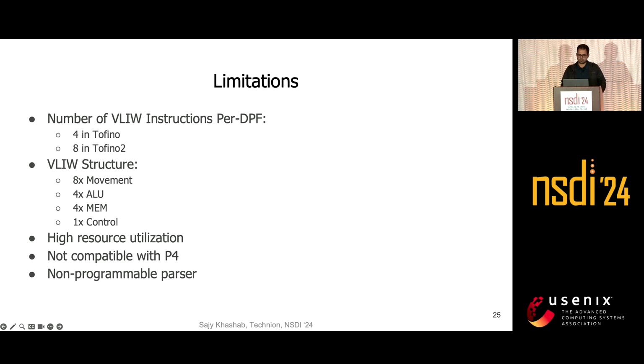In our prototype in Tofino, we have 4 execution units, meaning 4 VLIW instructions per pass. Each wide instruction has a few ISA instructions of each type. Since we wanted to cram as much logic as possible into the pipeline, the resource usage is relatively high. The ISA, of course, is not compatible with P4. And in addition, the parser itself is not programmable, so we can't add new headers for different applications.